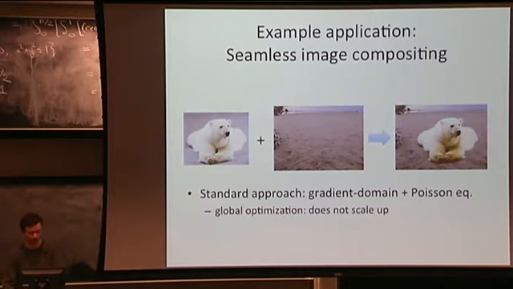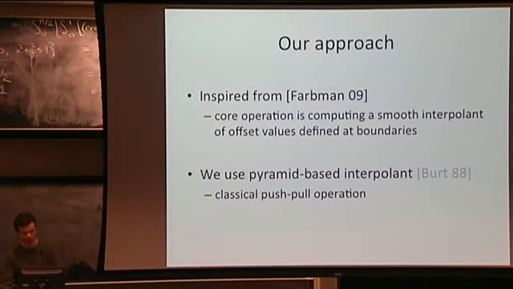So we propose an alternative, which is based on a remark by Farbman, in a paper where the authors remark that we need an interpolation, and we need a smooth interpolant. It doesn't need to be the solution of the Poisson equation. Any smooth interpolant is good enough for that purpose. The interpolant that we propose uses a technique that's been known for quite a while, the Laplacian pyramid, and it's very easy to compute. In terms of wavelets, it's a classical push-pull, if you're familiar with it.